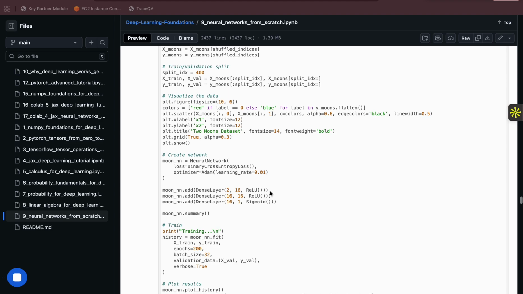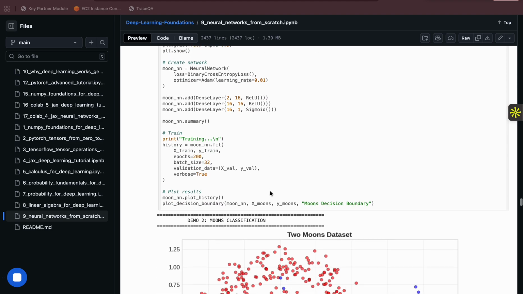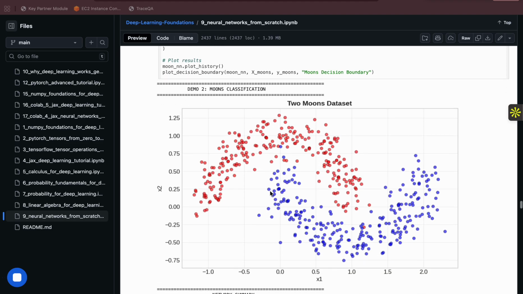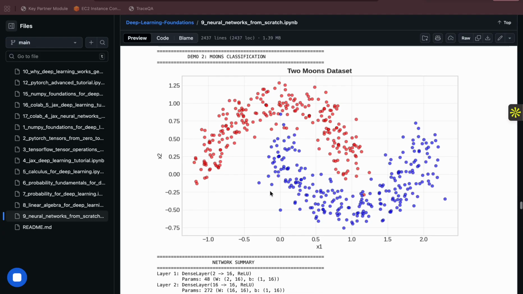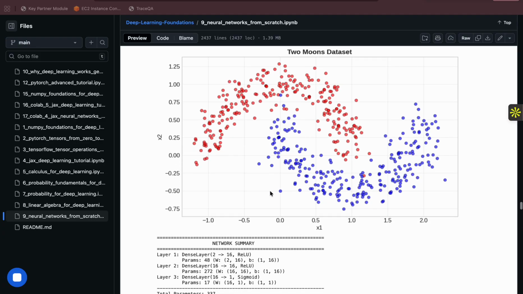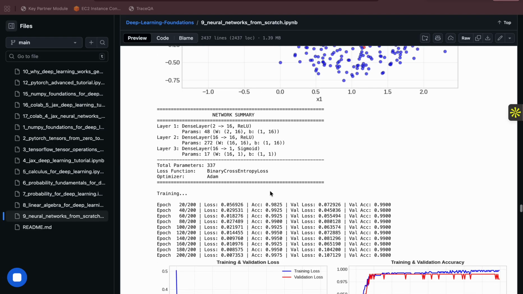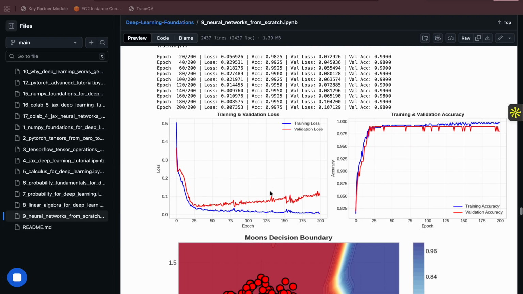Now we generate the two moons dataset, which trains a 2-16-16-1 network for 200 epochs with validation split. We achieve 99.75% accuracy.